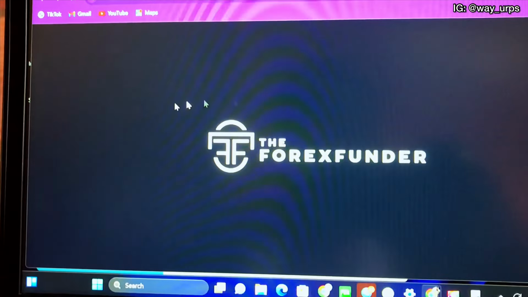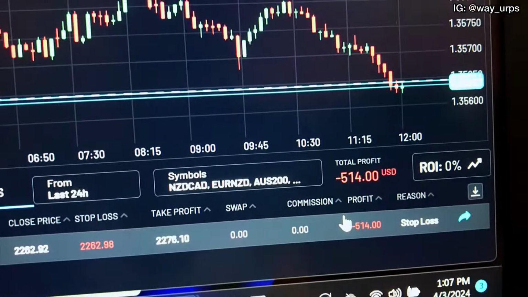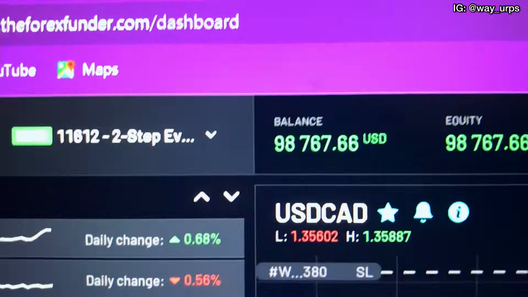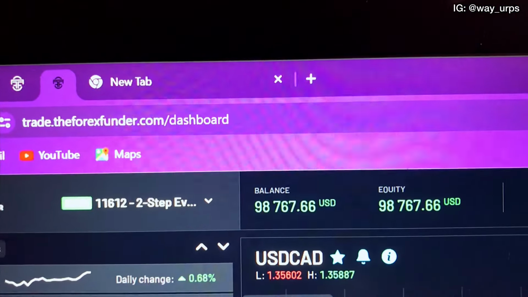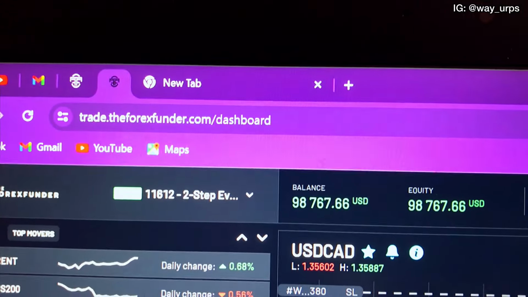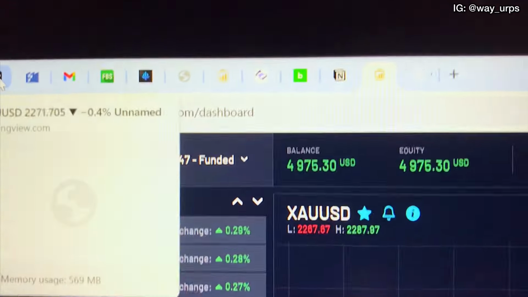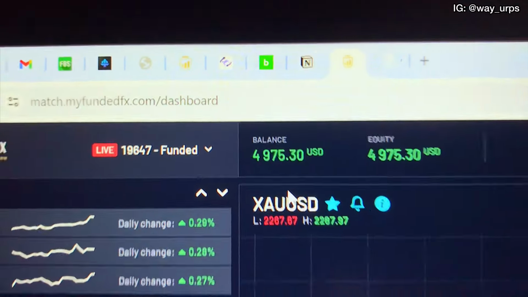This thing is not loading. Let's give it a minute. Immediate is all I asked for. So okay, closed position. I lost about 500 and something here again, putting my account balance at 98,000. I'm down more than 1%. So on the live account, I'm down 0.5%. So let's see how it goes.